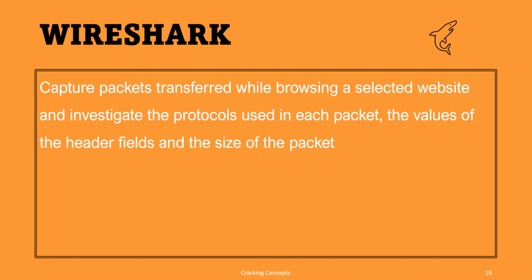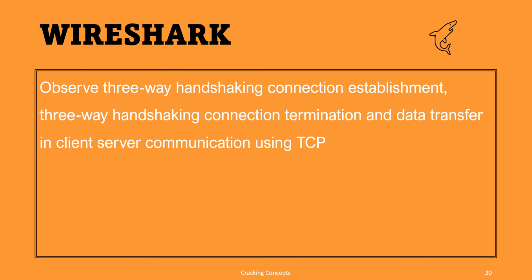Now we'll look into the two cases we'll be seeing here. First case is we capture the packets while browsing a website and we investigate the protocols in each packet, values of the header fields and its size. The second case being observing a three-way handshake connection establishment, termination and data transfer using TCP for the same.